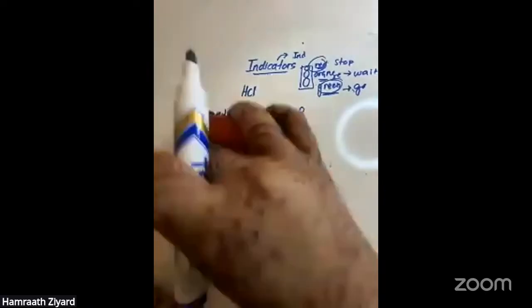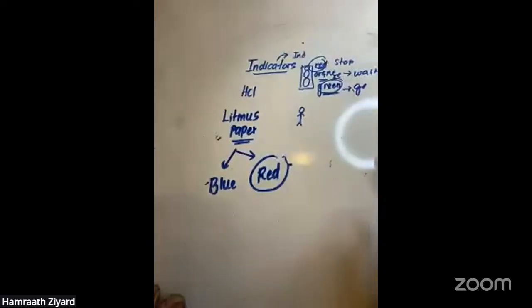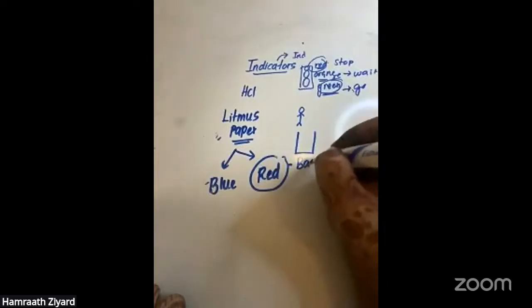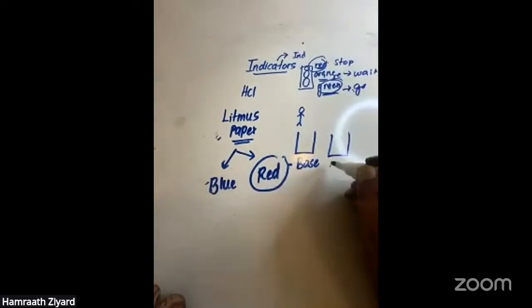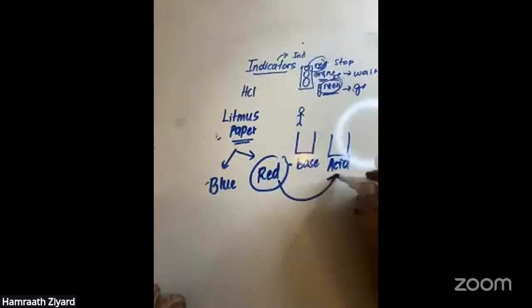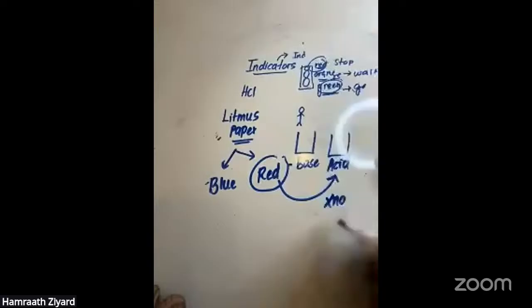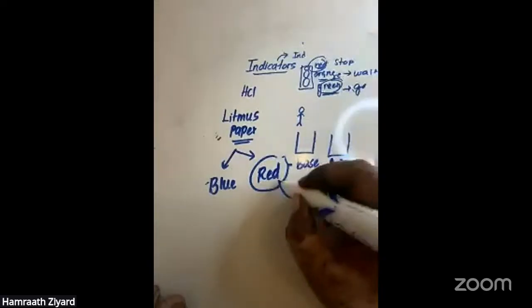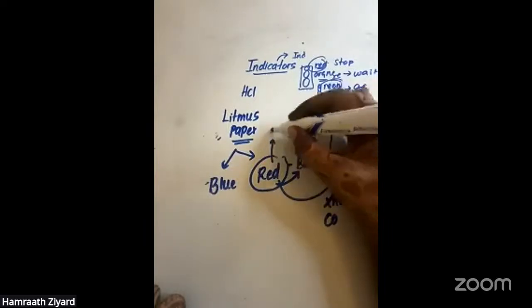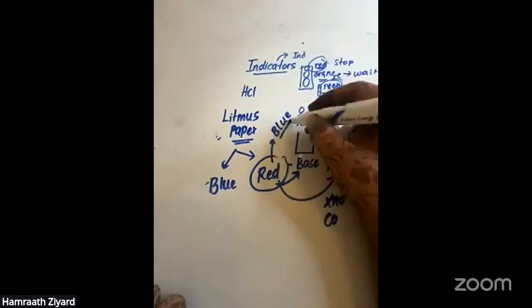Let's say you have two types of litmus paper, and you have a base here and the acid here. When I put the red litmus paper into the acid, there will be no color change. But if I put the red litmus paper into the base, it will turn blue.